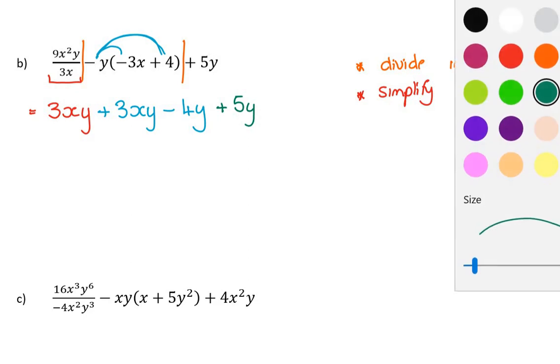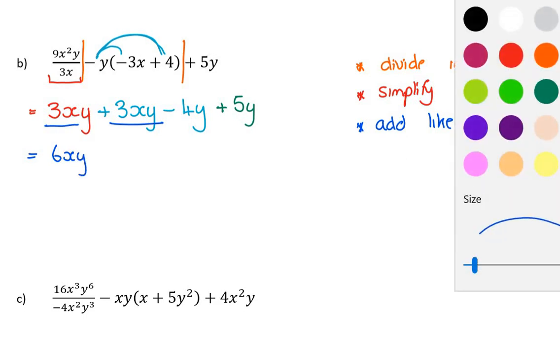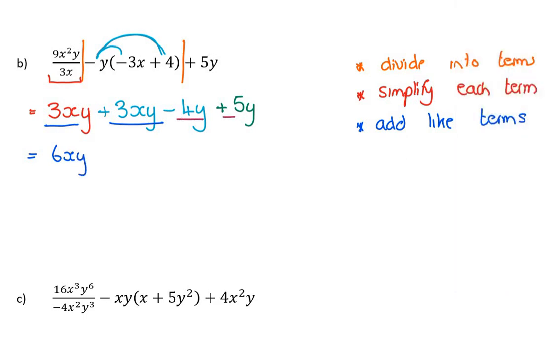And now that I've simplified each term, I need to add my like terms. Now remembering that terms are only like if they have exactly the same variables with exactly the same exponents. So 3xy plus 3xy will give me 6xy's, and minus 4y plus 5y, 5 take away 4 is 1. So either plus 1y or you can just say y. And those aren't like terms with each other, so that's as good as it can get.